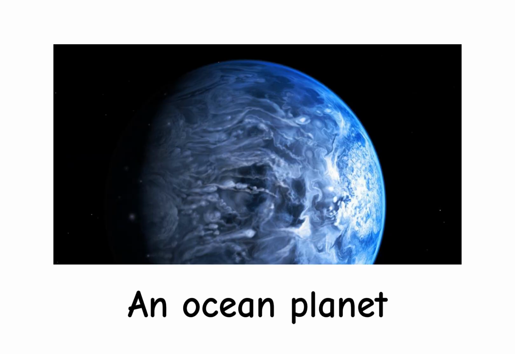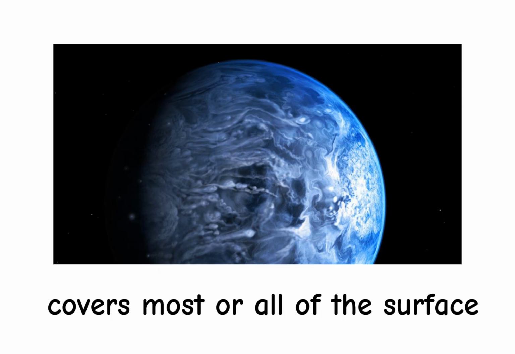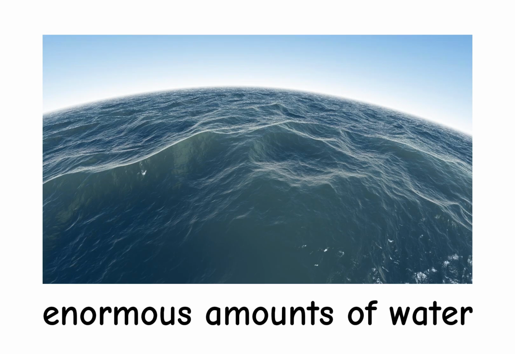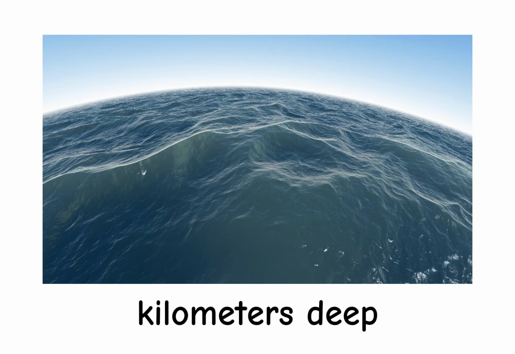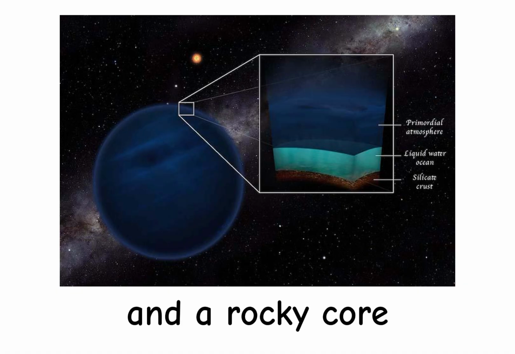Ocean planet. An ocean planet is a world where a deep global ocean covers most or all of the surface. These planets may contain enormous amounts of water, possibly hundreds of kilometers deep. Beneath the water could lie layers of high-pressure ice and a rocky core.